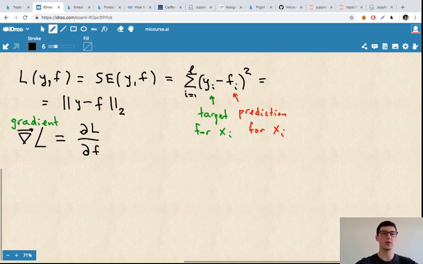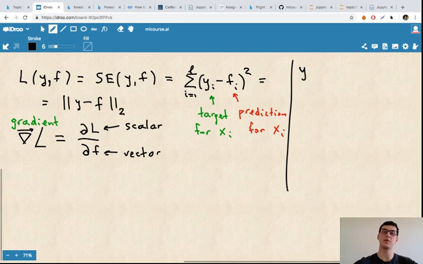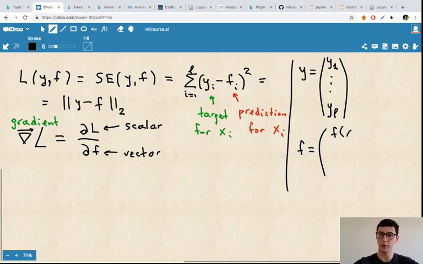What we see here is a partial derivative of a scalar. Our L is going to be just some number, a scalar, and f is actually a vector. Maybe I didn't stress it specifically, but both y and f are going to be vectors. So y is a vector of y1, and so on, yL for the last instance in our dataset. And the same for f. F is going to be f of x1, and so on, f of xL. So answers of our algorithm for all instances. And again, it's a vector.